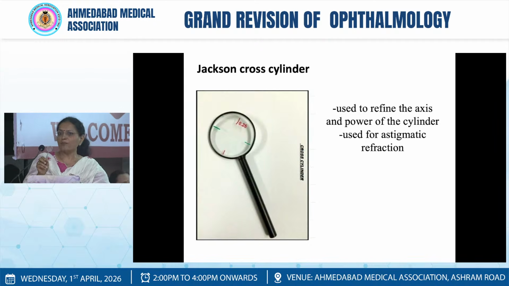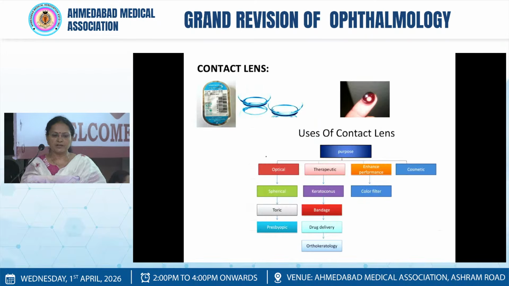Some of you might be wearing cylindrical power, so you must be knowing the axis. Suppose the axis is different than the actual axis, you might have a blurred vision or you have difficulty while walking or stepping, right? So it is used for astigmatic correction.